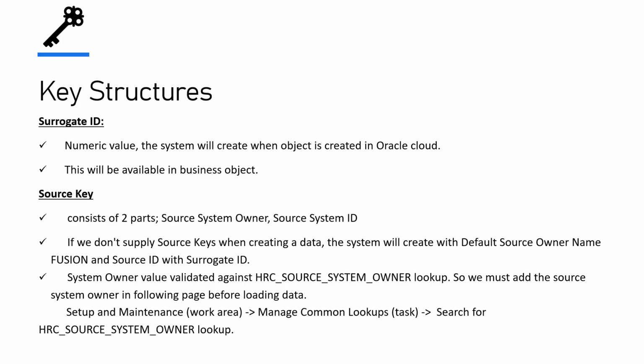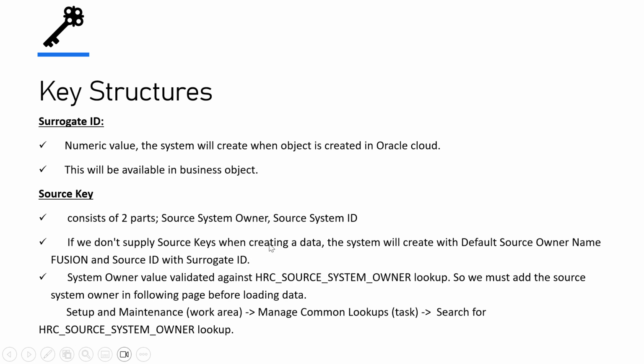The fourth one is source keys. Source keys consist of two parts: source system owner and source system ID. If you don't supply these values in the file for any object or row, then the system will create source keys by default. It will use Fusion as the source system owner and the surrogate ID as the source ID. So those are the default values.